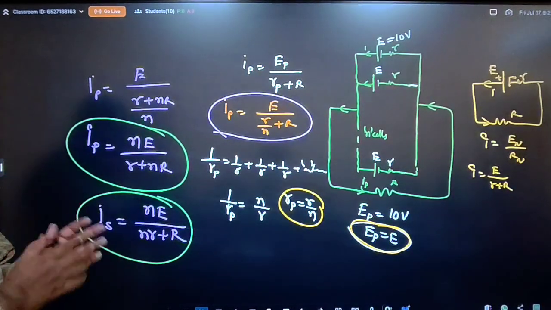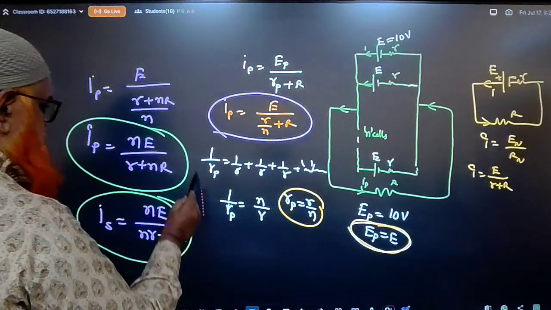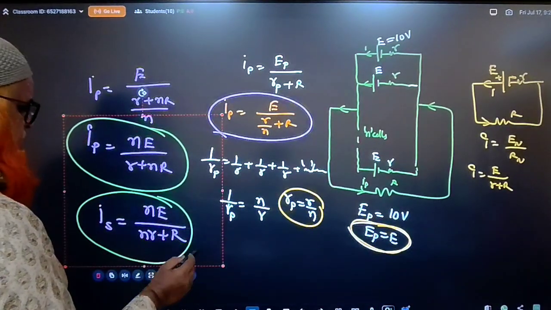So these formulas you have to remember now. It's a very important formula. You are going to solve the problems based on this now. Okay.